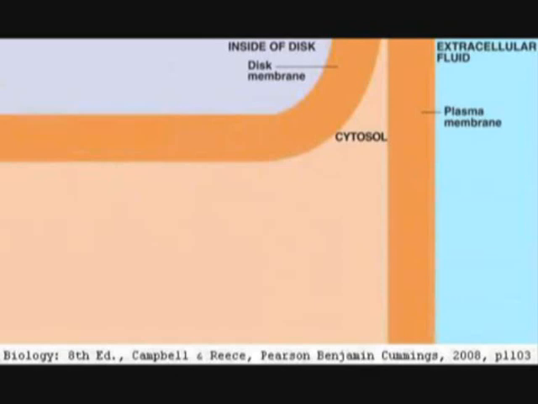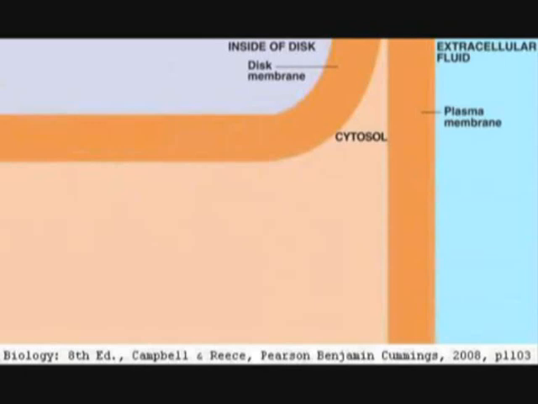cells. This diagram is of a rod cell. The vertical orange bar near the right is the plasma membrane of the rod cell. The blue region to its right lies outside of the plasma membrane and represents the extracellular fluid. The lighter orange region to the left of the vertical orange bar lies inside of the plasma membrane and represents the cytosol of the rod cell.